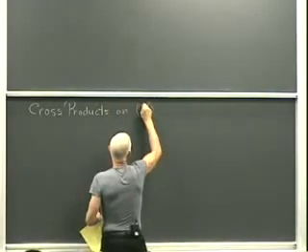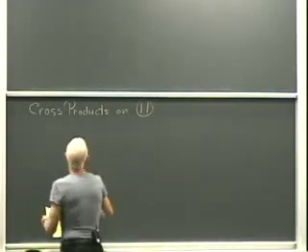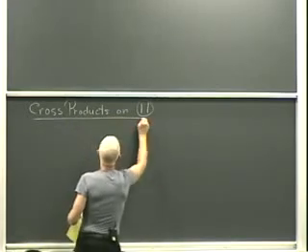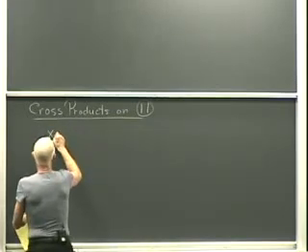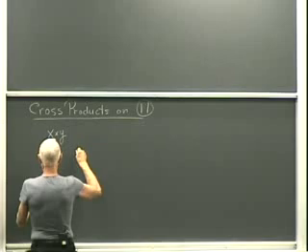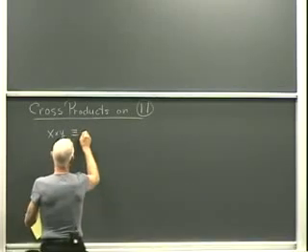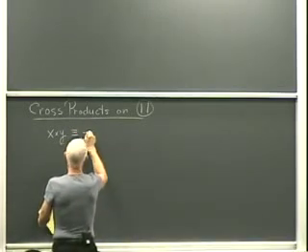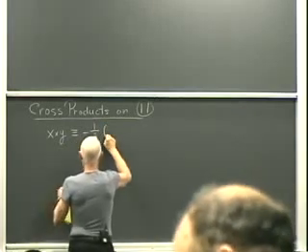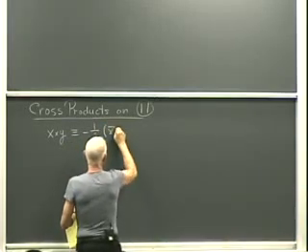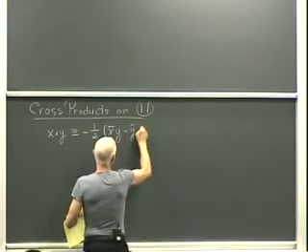Cross products on the octonions. Okay, there are three of them. One is a cross product for two elements, x cross y, and by definition, this is minus 1/2 (x bar y minus y bar x).